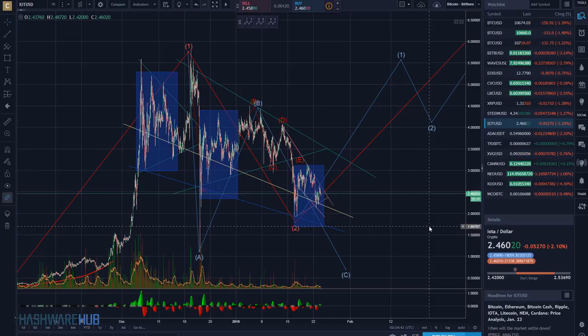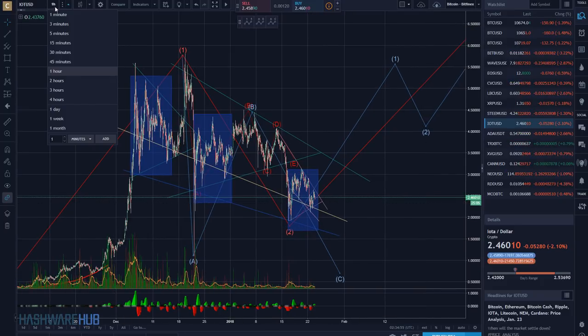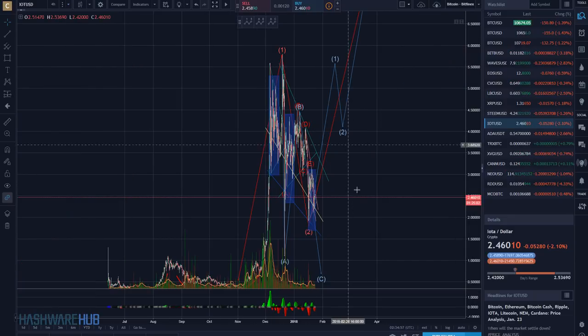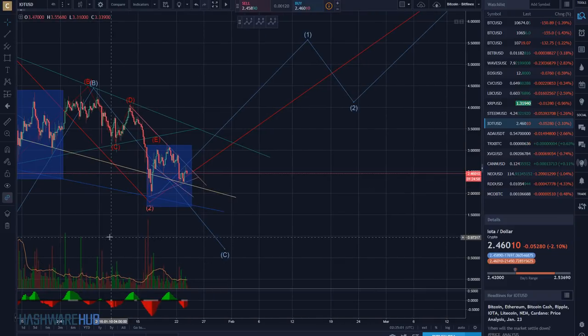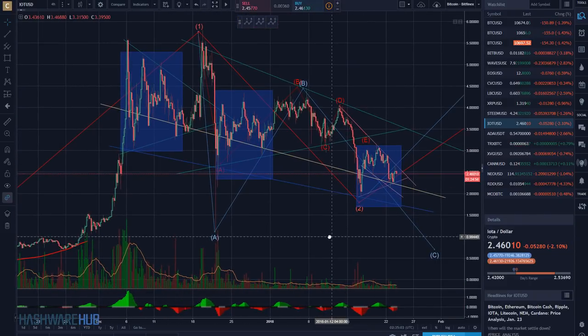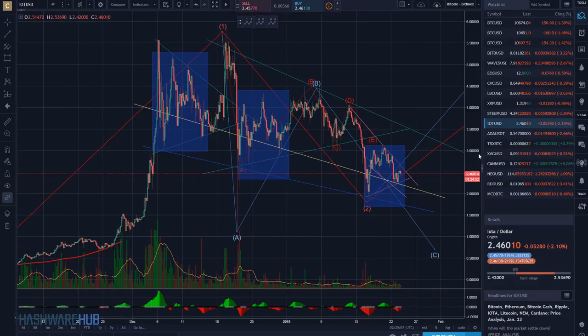Let's get right into it. Like I said, IOTA is our poison tonight, and we're looking at a 1 hour chart. It's a little busy, to say the least. Let's look at a 4 hour chart. So lots going on here, and let's start talking through it.